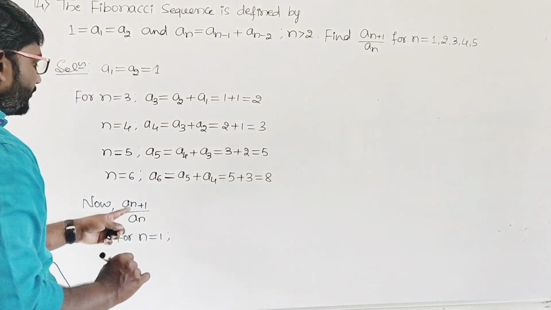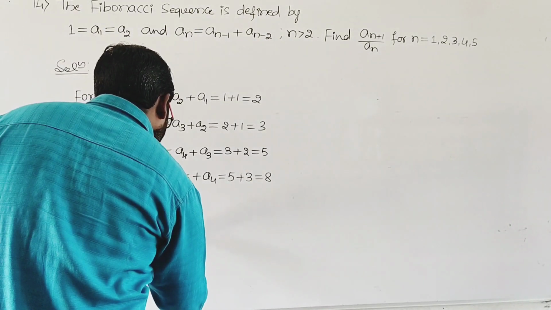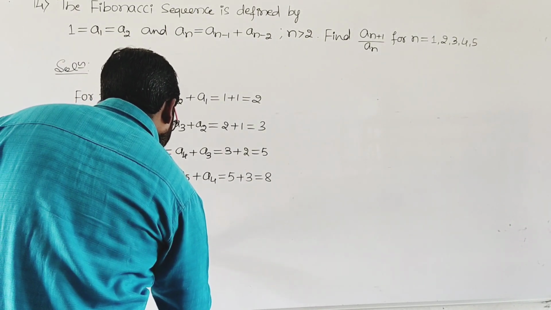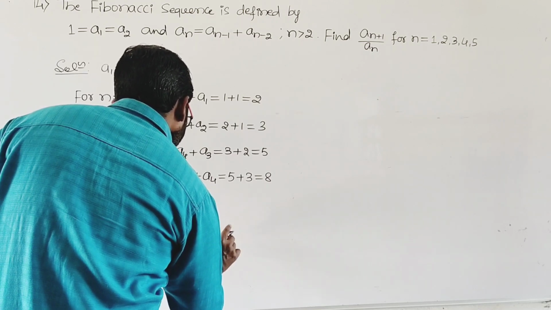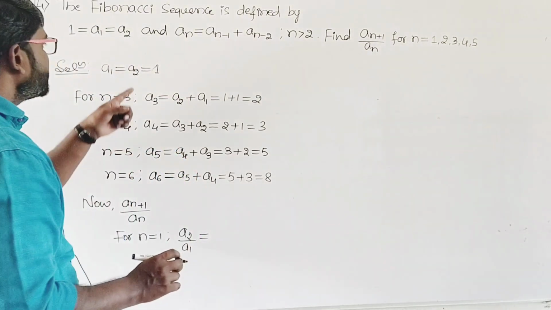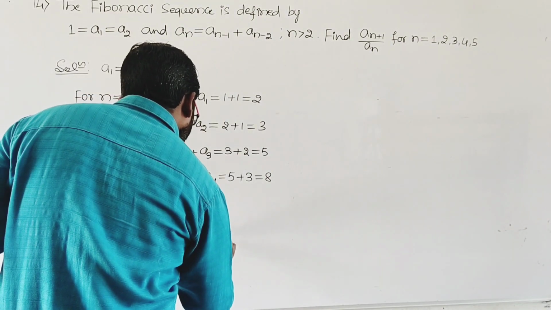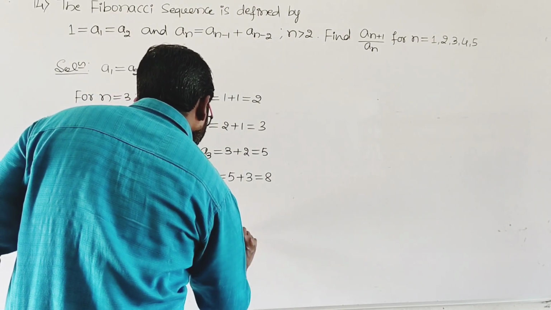So what do we get now? 1 plus 1 it is 2. We get a2 by a1. What is a2 here? a2 it is 1 and a1 is also 1. 1 by 1 it is 1.